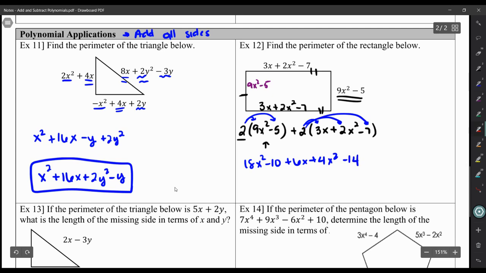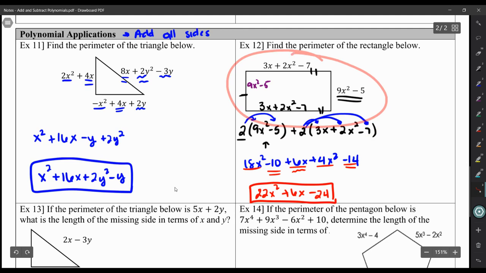And now we can combine like terms here. So 18x squared and 4x squared is 22x squared. 6x does not have a like term. And then negative 10 and negative 14 can combine to be negative 24. Either method will work. Either do it with the multiplication of 2 times each side, or simply add all the sides together individually, and you should still come up with 22x squared plus 6x minus 24.